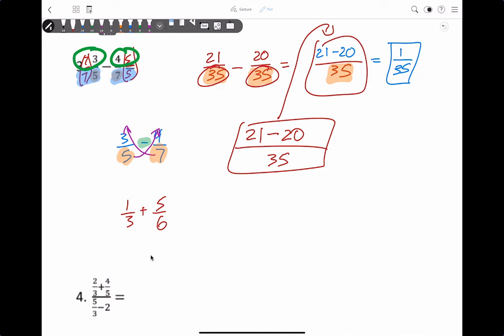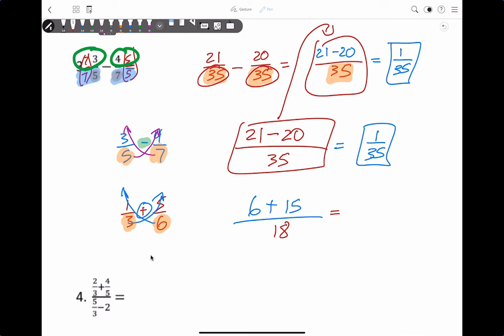Okay, so this is a fast shortcut so that we can quickly get to our final answer. And it works here too. If I multiply diagonally, 6 times 1 is 6. 3 times 5 is 15. I'm adding, and it's going to be over the product of what these two pieces are, which is 18. Okay, so I get 21 over 18.